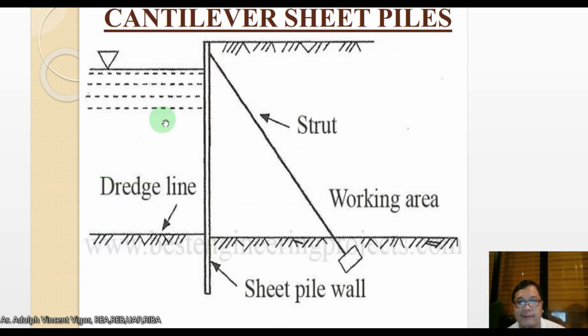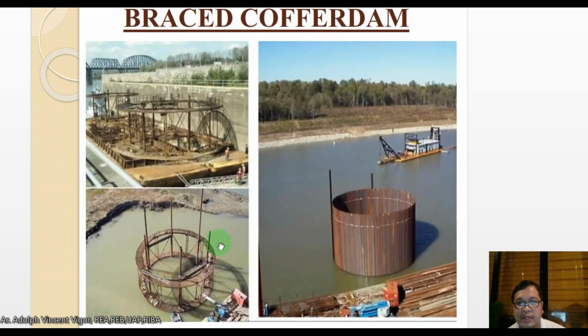So this is an example of cantilever sheet piles. Here we have the dredge line, then the sheet pile wall. You have here the strut. You have here the working area. Class, this is what happens when you do a braced cofferdam. Okay, this section will be isolated once it's completed.